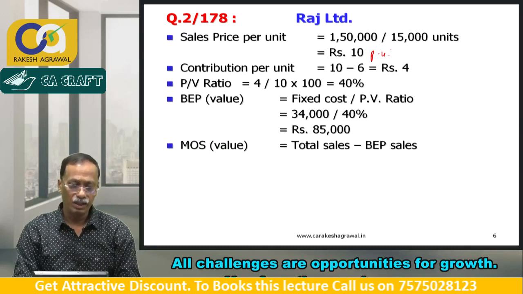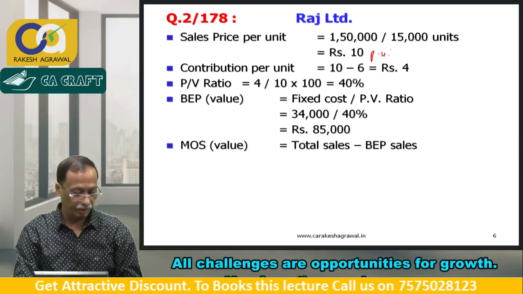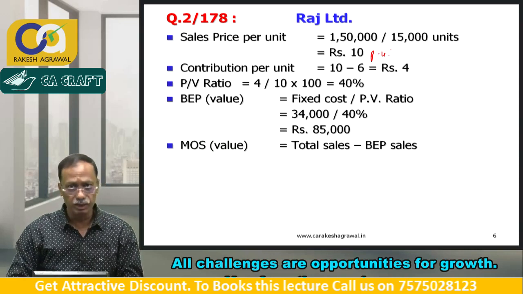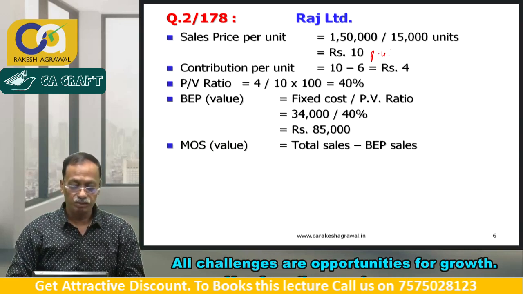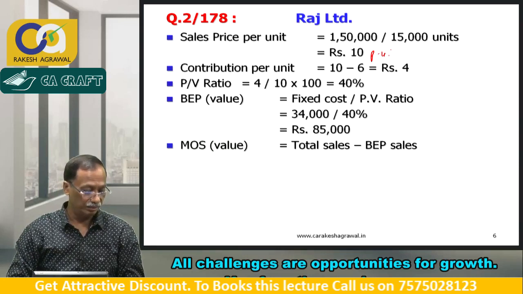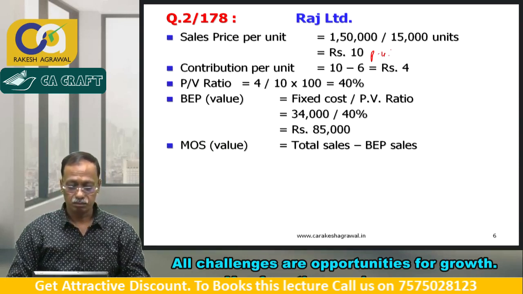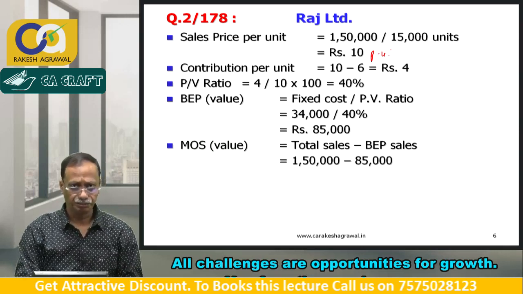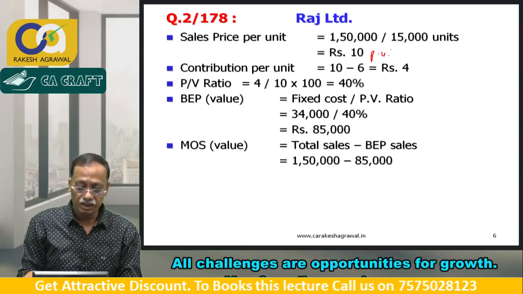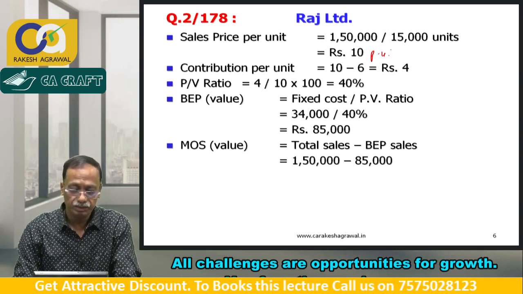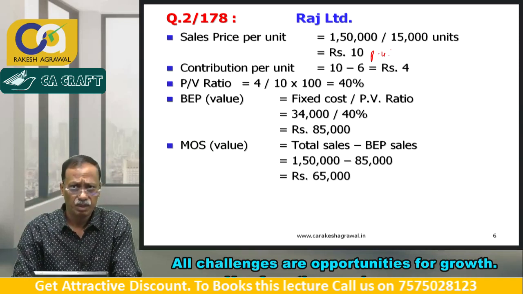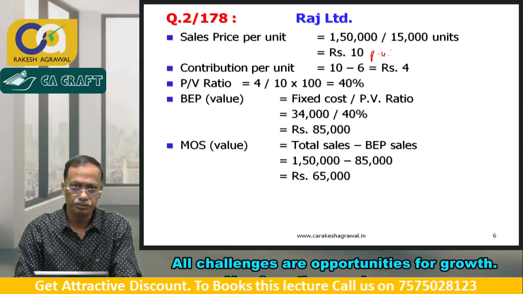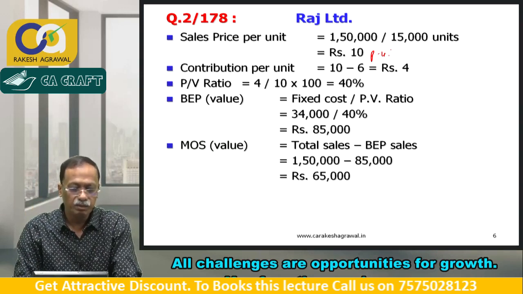And MOS in value, margin of safety in value. As I said, I am calculating it in value rupees. You can calculate in units also, no problem. MOS value is equal to total sales minus BEP sales. Total sales is given in the question, that is rupees 1,50,000. So 1,50,000 minus 85,000 is equal to rupees 65,000. So we have got the first part of the answers, correct?